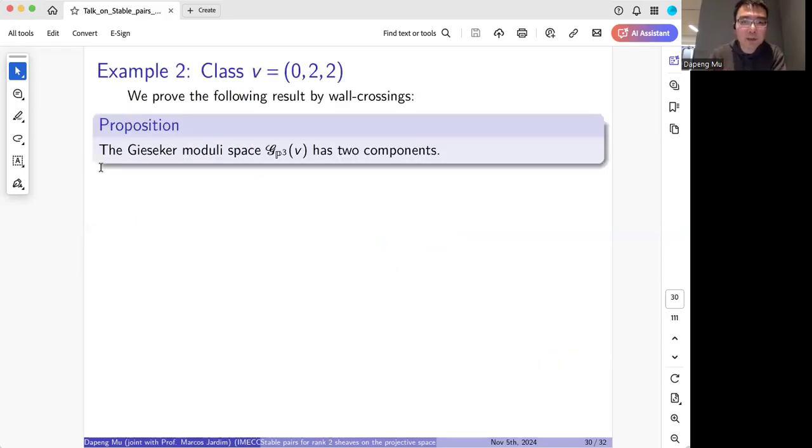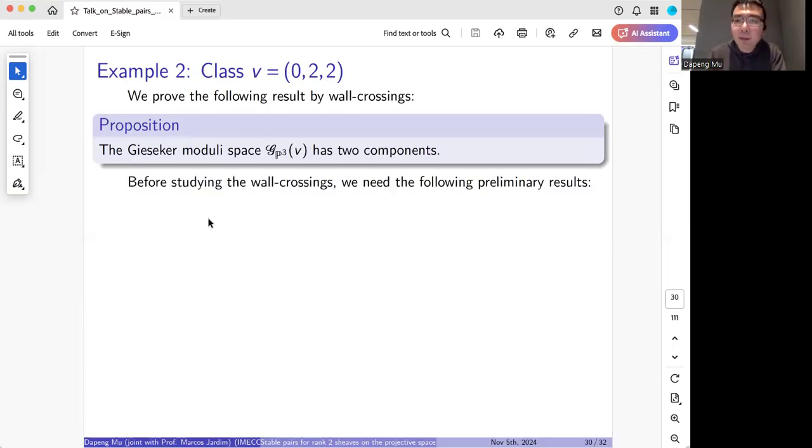Okay, so maybe let me just briefly say about the very last example to make it complete. We can also put the following result. I think this was mentioned in Troutman's note, but I think maybe this is not published. But I think we managed to prove this result using wall crossing. For instance, we fix the class 022, and then we use wall crossing to prove that the Gieseker moduli space only has two components.